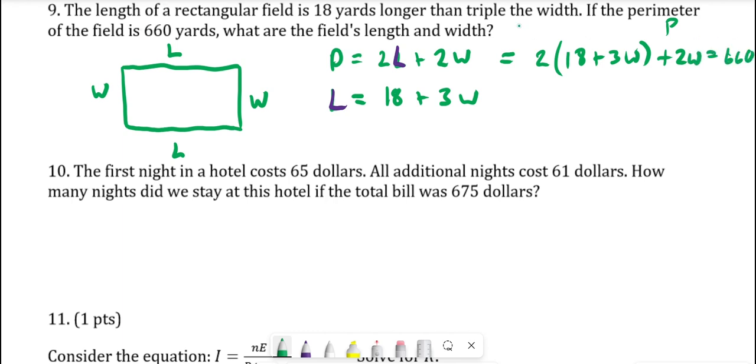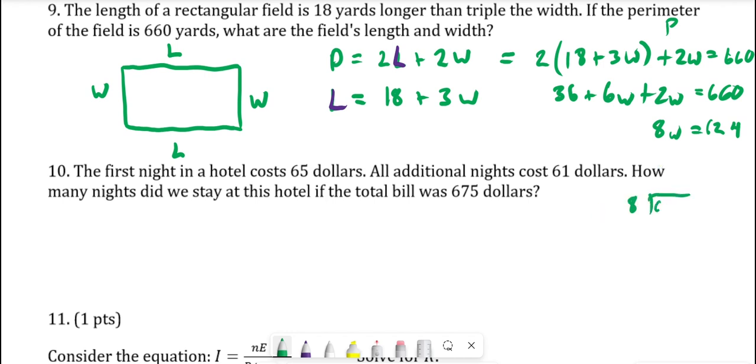So let's solve this equation. We have 2 times 18, that's 36, plus 2 times 3, that's 6W, plus 2W is equal to 660. If we minus 36 from the other side, we'll get a 4 here, and then 5, so minus 30, that's a 2, so 624. And then here, combining like terms, that's an 8. Does 8 go into 624? I don't know. Let's find out.